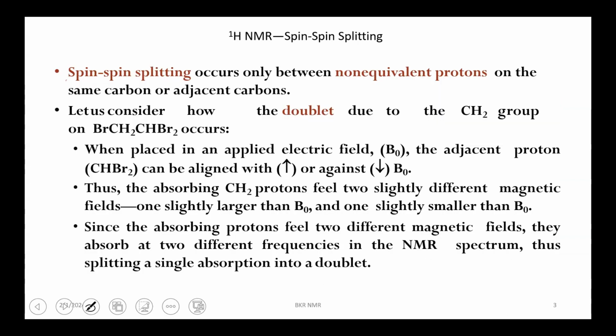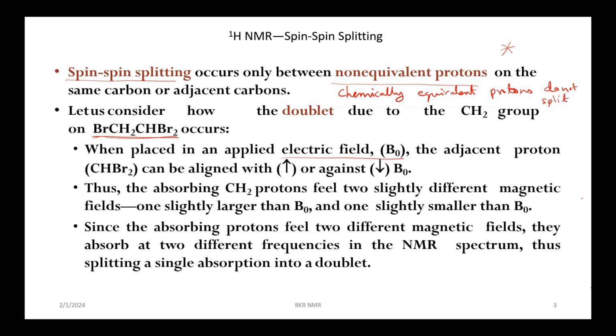Generally, spin splitting occurs between two non-equivalent protons. So keep this in mind: I have spin splitting only between non-equivalent protons. Chemically equivalent protons, those that give the same signal, do not split each other. Keep this in mind. Let us consider the example of this trihalo derivative.